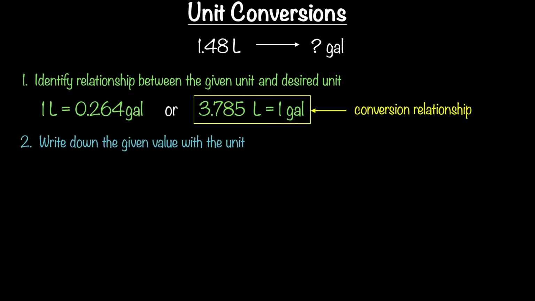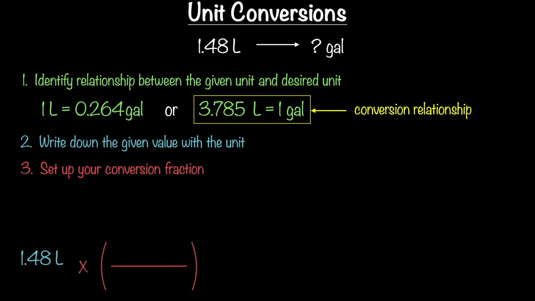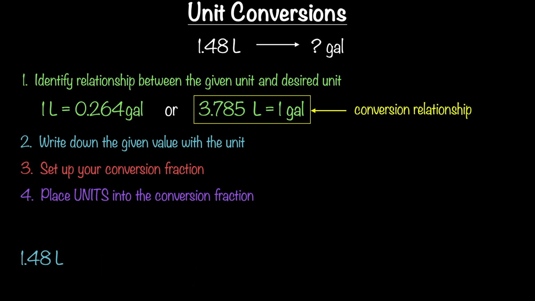Step number 2 then is to write down the given value with the unit, and what was given to us was 1.48 liters, so we simply write that down. Step number 3, set up your conversion fraction. Literally just write it out. Step number 4 is then to place the units into the conversion fraction. And remember, only the values in the conversion relationship will go into the conversion fraction. So we want to cancel all liters, and therefore the liters from the conversion relationship will go into the denominator. And our desired unit, which is gallon, will go into the numerator.